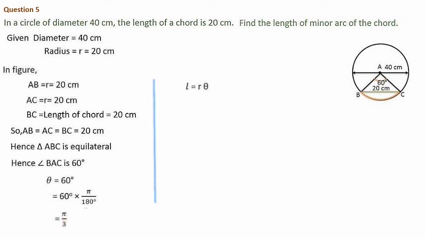Next we have to go for using the arc length formula. L is equal to r theta. That is equal to r radius, that is 20. Our theta in radians is pi by 3. So 3, and I think here cancellation is not possible. Directly we can write it 20 into pi, 20 pi by 3. So 20 pi by 3 we have got as an answer. Hence the length of the minor arc of chord is 20 pi by 3.